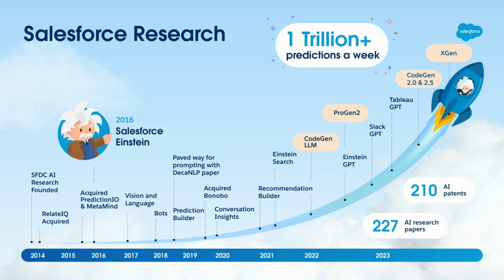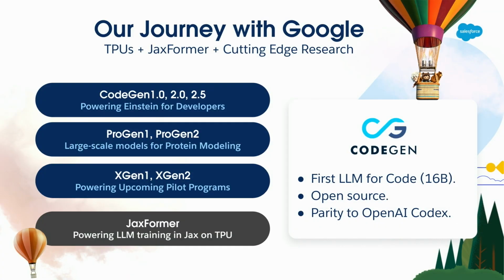Salesforce Research has been around for 10 years. We have been pushing predictive and generative AI for quite a while. In aggregate, Salesforce is delivering 1 trillion predictions per week. And if you look at these highlighted models, CodeGen, ProGen, CodeGen 2, and XGen, these are the open source pre-trained LLMs Salesforce is delivering on TPU. Let's dive right into these.